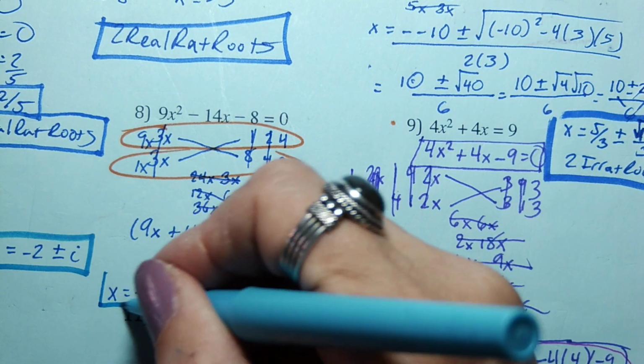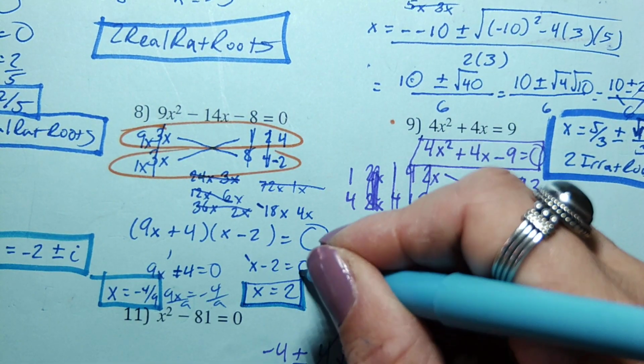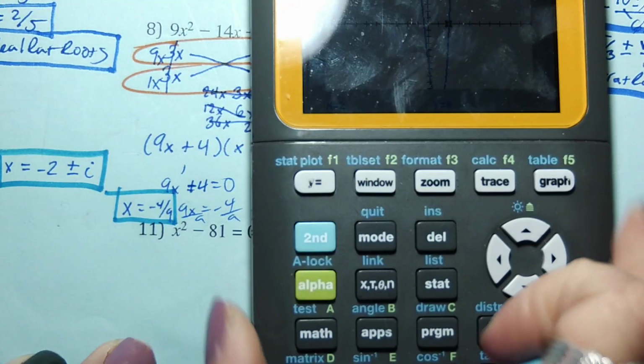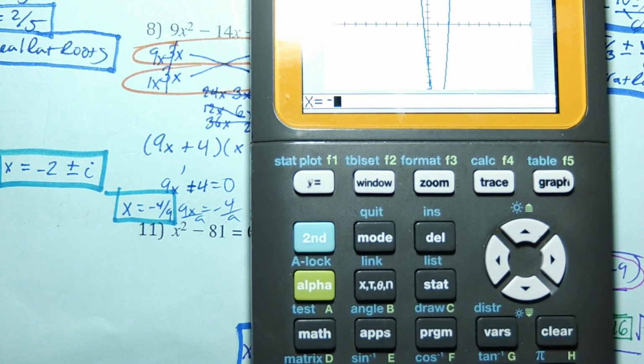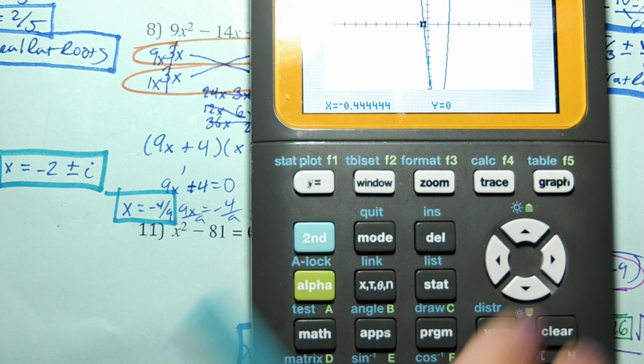So we've got 2 roots. And folks, if you are a little nervous still about the factoring, we can hit the trace button and try negative 4 ninths. And we see that that does give me exactly the x-intercept.